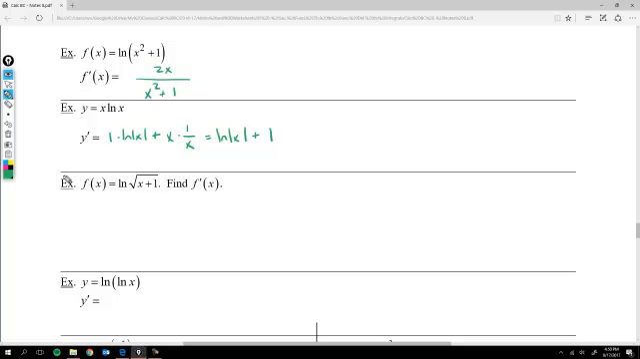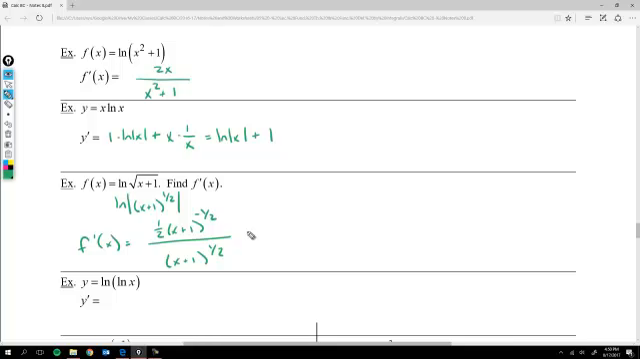Okay, now I have a slightly more complicated function. I have natural log of, I'm going to write this as x plus 1 to the 1/2 power. And I want to find f prime. Well, again, we just make a big division bar. I'm going to put x plus 1 to the 1/2 power on bottom, and take the derivative, stick it on top. So the derivative of x plus 1 to the 1/2 is going to be 1/2 x plus 1 to the negative 1/2 power.